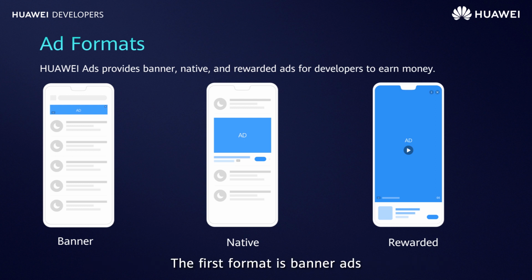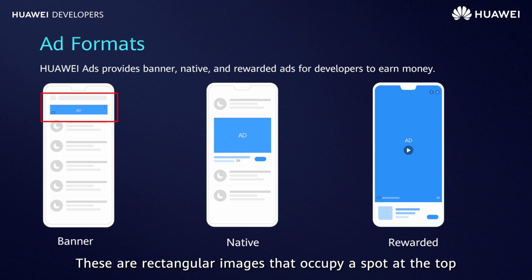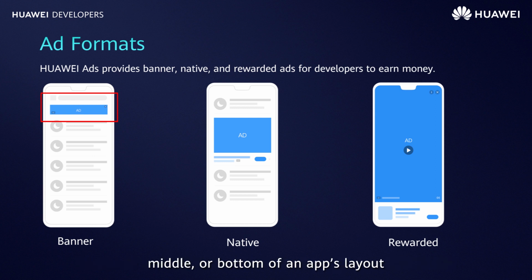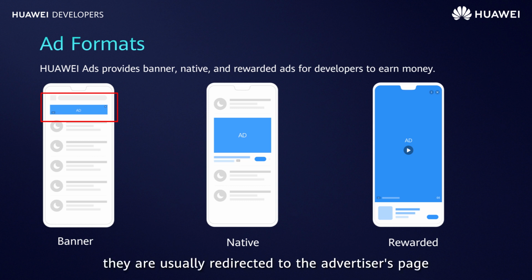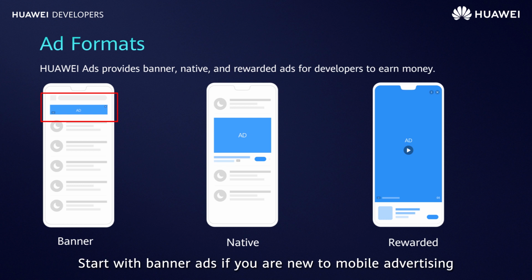The first format is banner ads. These are rectangular images that occupy a spot at the top, middle, or bottom of an app's layout. Banner ads refresh automatically at regular intervals. When a user taps a banner ad, they are usually redirected to the advertiser's page. Start with banner ads if you are new to mobile advertising.